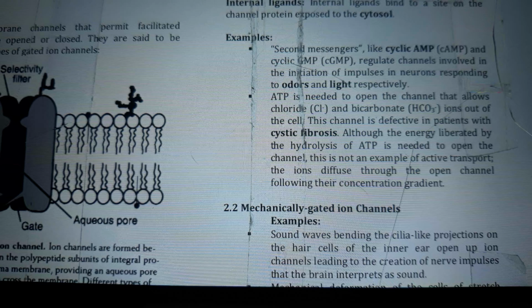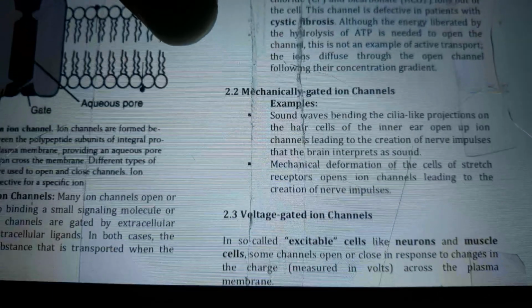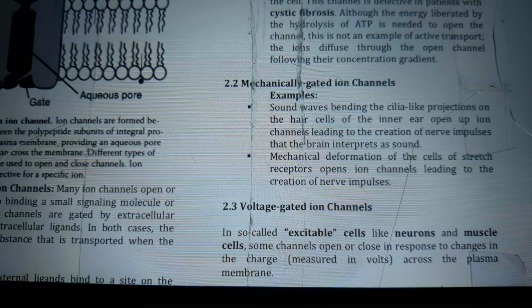Internal ligands. Internal ligands bind to a site on the channel protein exposed to the cytosol. Examples: second messengers like cyclic AMP, cAMP, and cyclic GMP, cGMP, regulate channels involved in the initiation of impulses in neurons responding to odors and light, respectively. ATP is needed to open the channels that allow chloride, Cl-, and bicarbonate, HCO3-, ions out of the cell. This channel is defective in patients with cystic fibrosis.